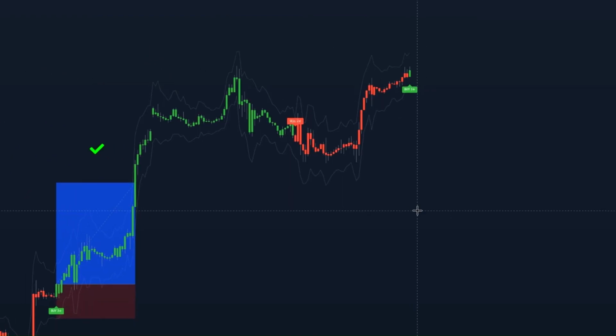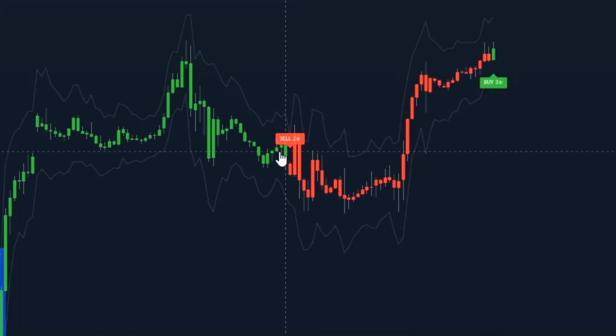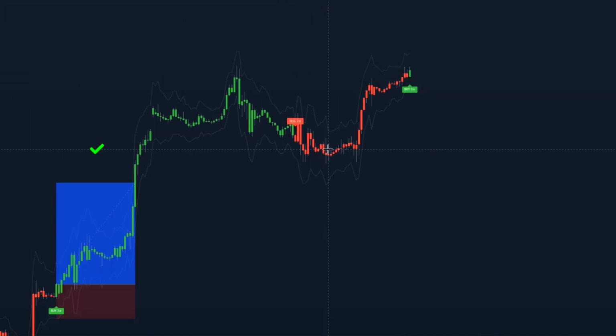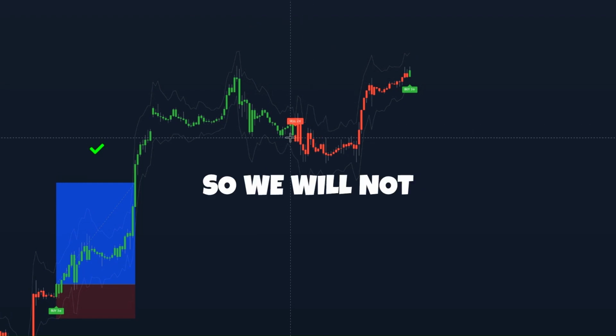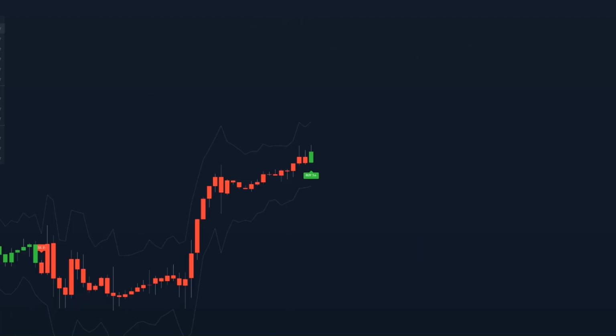Okay, and we can see here that not long after the previous trade, we have another buy signal. There was a sell signal right here that didn't work out, but remember we are in an uptrend, so we will not be taking sell trades at this time.